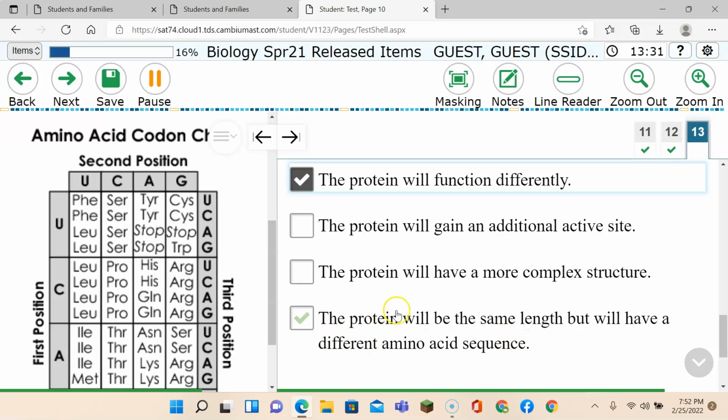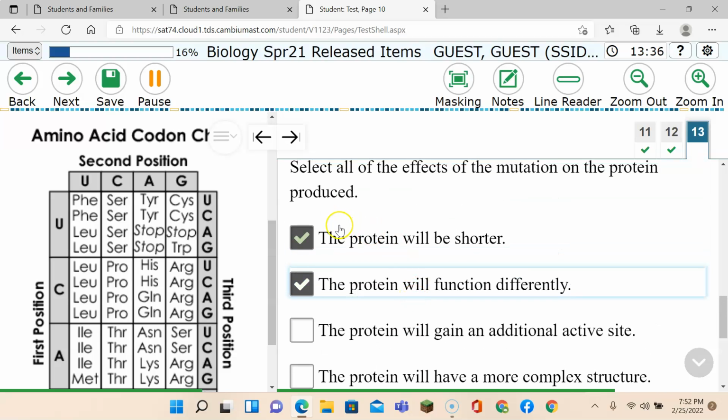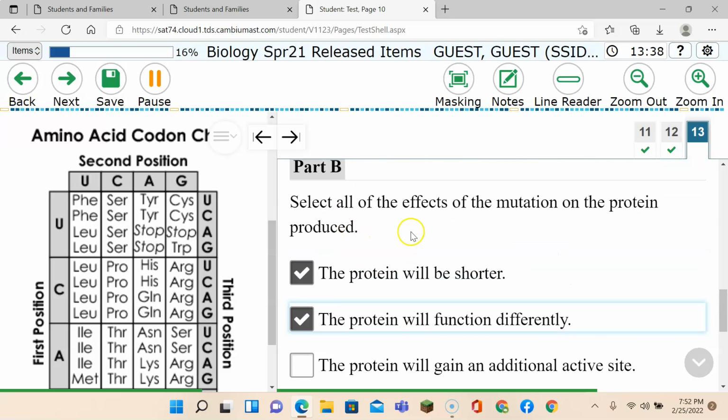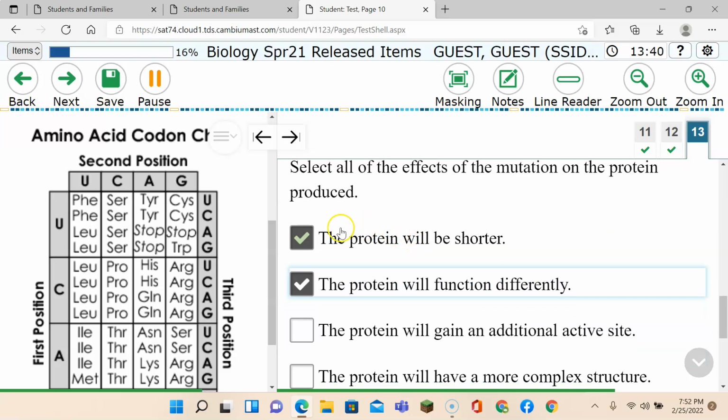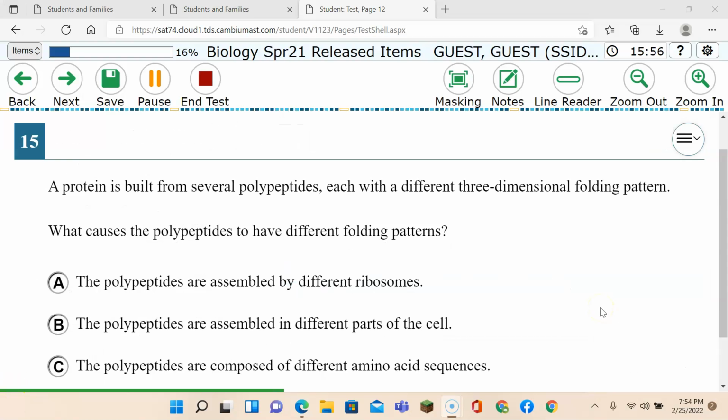No, it won't be the same length because of the stop codon. So our answer for this, choosing all the correct answers, would be the first two. Okay, thank you. Question number 15.